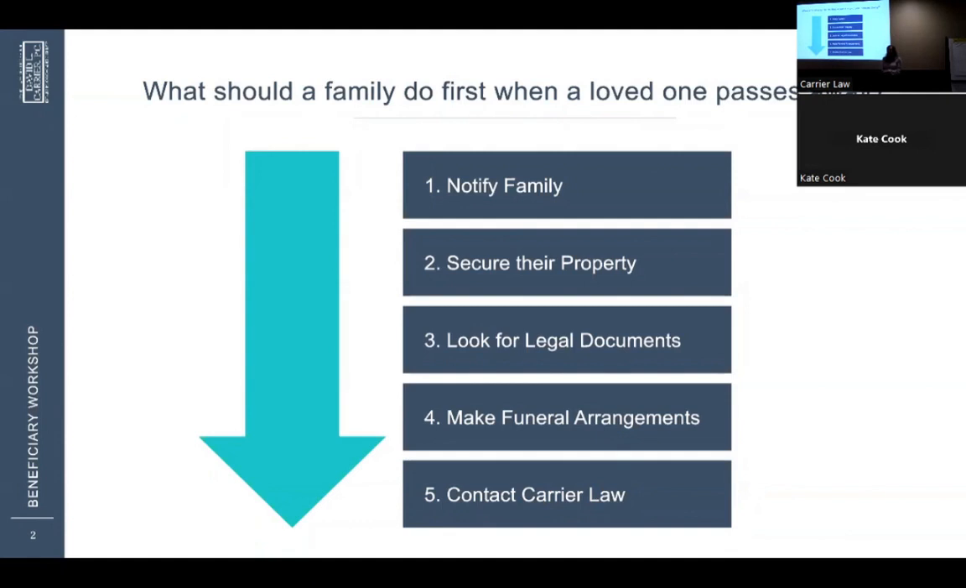Before setting up an appointment with our trust administration and probate department, we want to make sure that you have a death certificate in hand, and ideally that you have located the estate planning documents associated with your loved one's estate. So that, again, is typically a will or a trust.